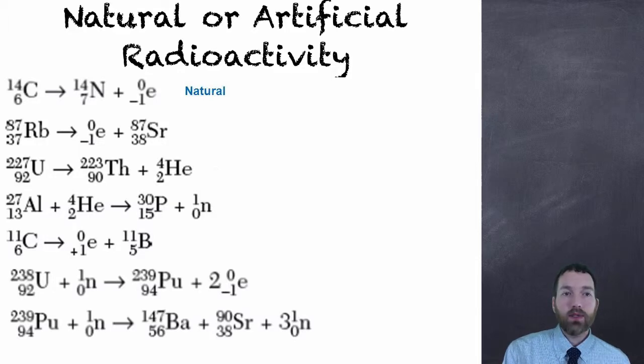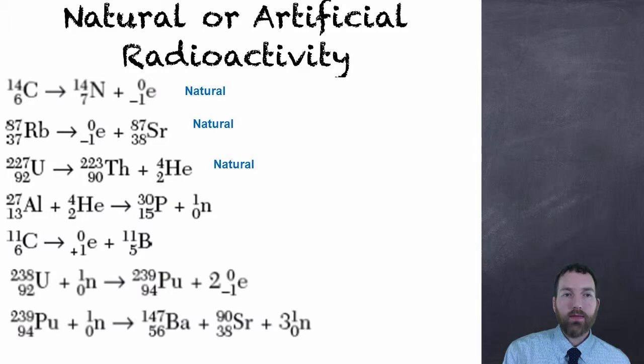Same thing with the next choice here, rubidium-87. It's just spontaneously decaying according to this reaction into a beta particle and strontium-87. That's natural. Next, uranium-227 is transmutating or turning into thorium-223 and an alpha particle. Notice that it's only one reactant on the left, 2 products on the right. That makes this natural radioactivity.